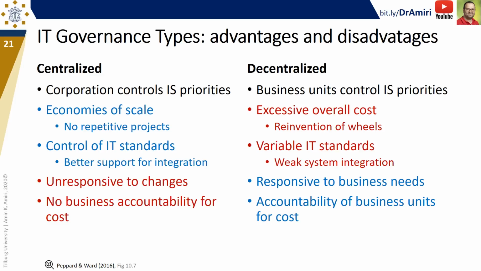The advantages of decentralized system is that they are quite responsive to business needs. Again, because business units can track changes way faster than the central corporation. And because they pay for the projects, they feel more accountable for IT costs. So as a result, the IT cost at one SBU can go down, or the projects can be more productive.